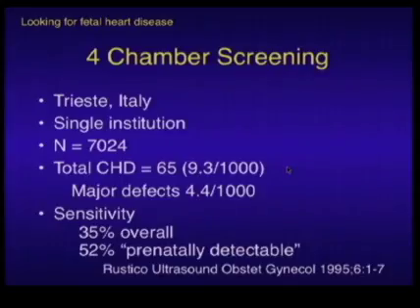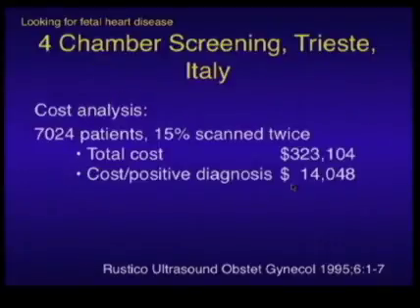The utility of four-chamber screening has been looked at in a number of different ways. This was an interesting study a few years ago in Italy that looked at how good they were at identifying heart disease, and they found about a third of heart disease overall. They said about half of prenatally detectable heart disease, although they never really defined prenatally detectable. They did a cost analysis, 7,000 patients.